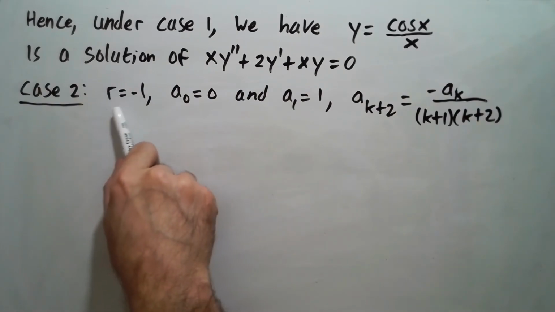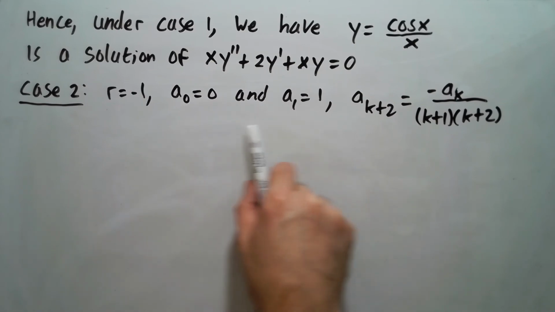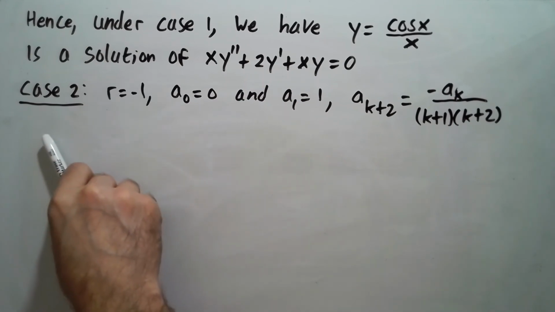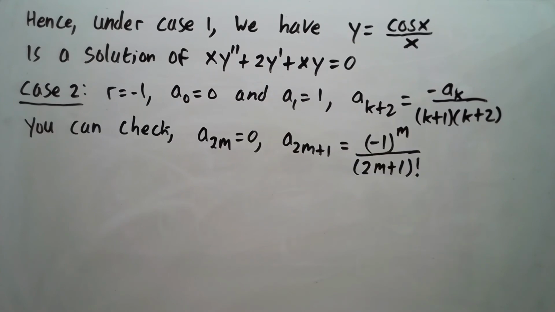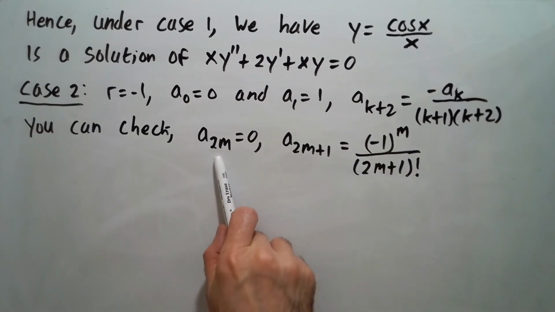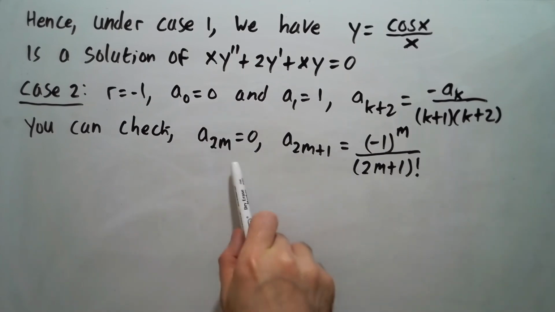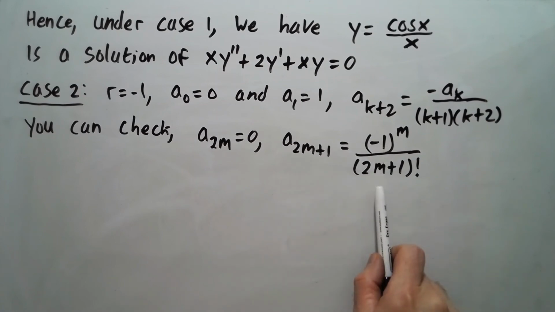So case 2 being R is negative 1, A0 this time is 0, and A1 this time is 1. So this time it's going to pick up all the odd terms. I'm just going to give you the answer and let you check it. The even terms will be 0 this time because A0 is 0. It's going to make A2 and A4 0. And the odd terms will be given by this formula here. I'll let you check that. And then the series solution will be the following.